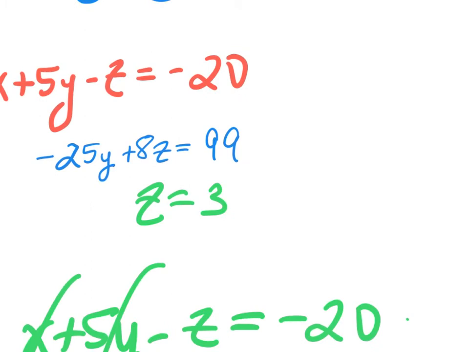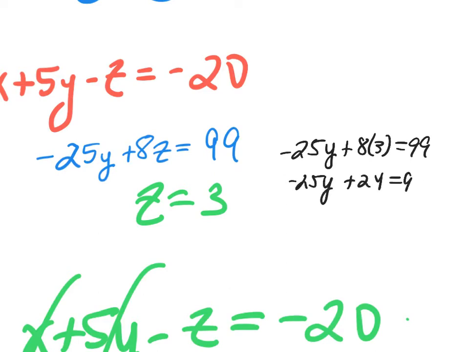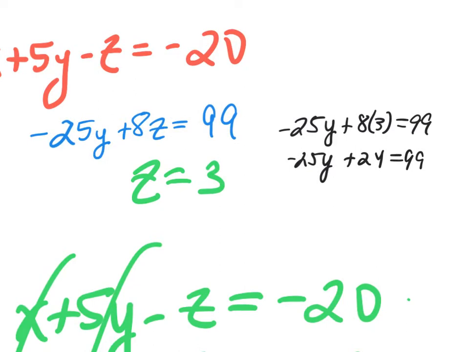So I'm going to say negative 25y plus 8 times 3 equals 99. Let's see what happens here. So negative 25y plus 24 equals 99. What do I do?